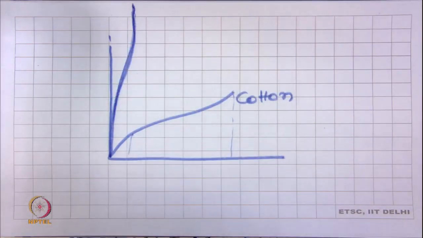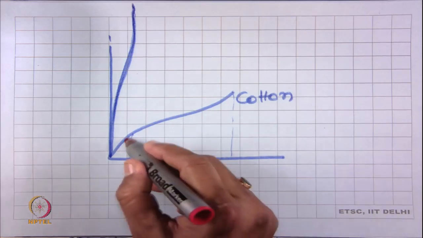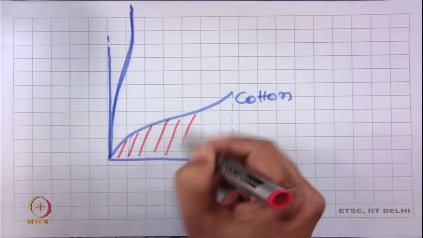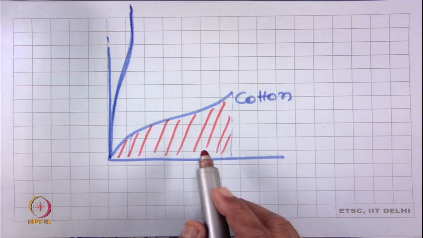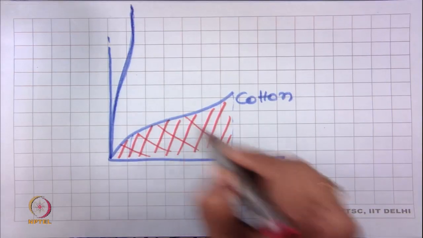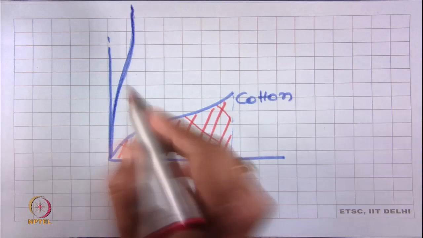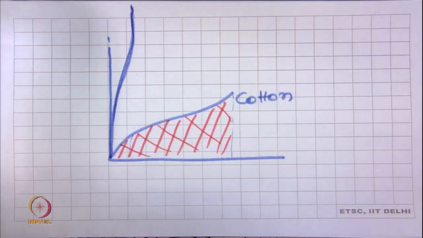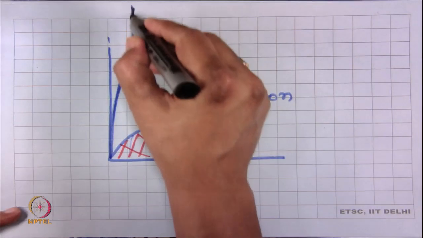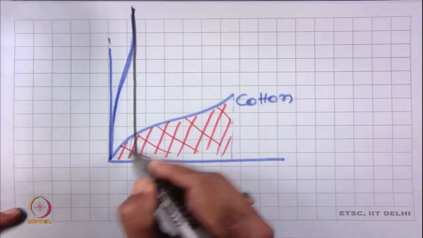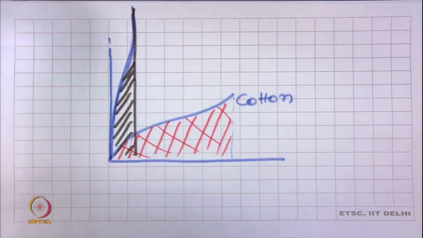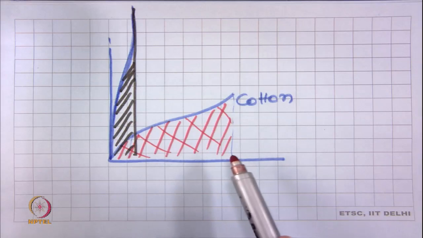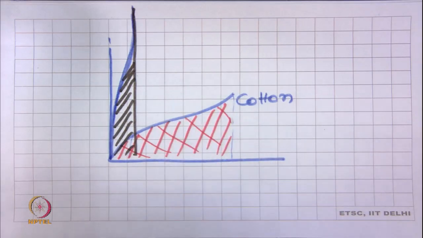For cotton, this is the area under the curve. That means the energy required to break the cotton fibre yarn will be this one. But on the other hand, if we see the steel wire, the breaking energy required will be this much. Okay. That means the cotton requires higher energy than steel, although the strength of steel is extremely high.